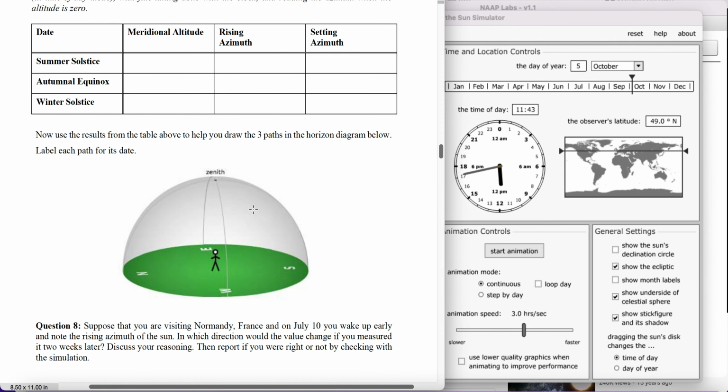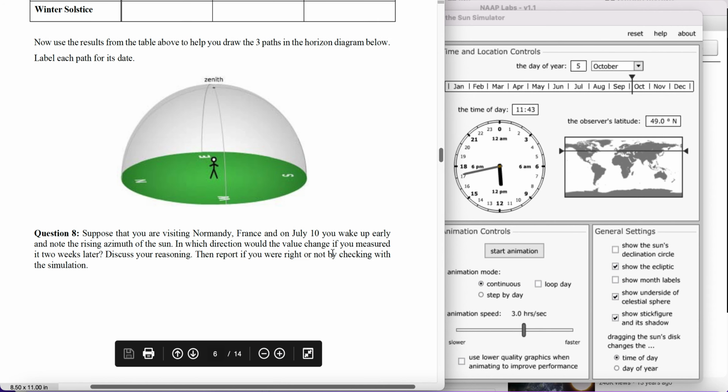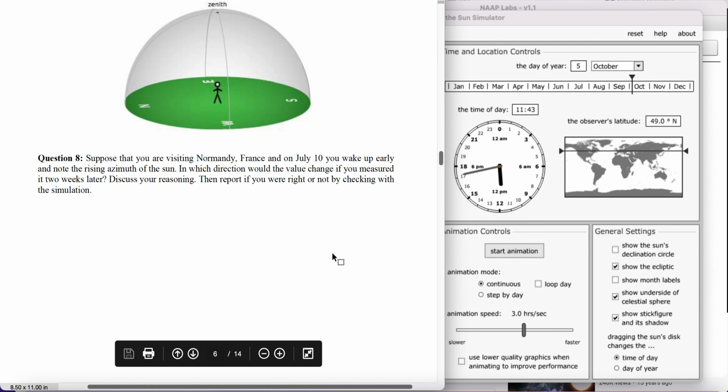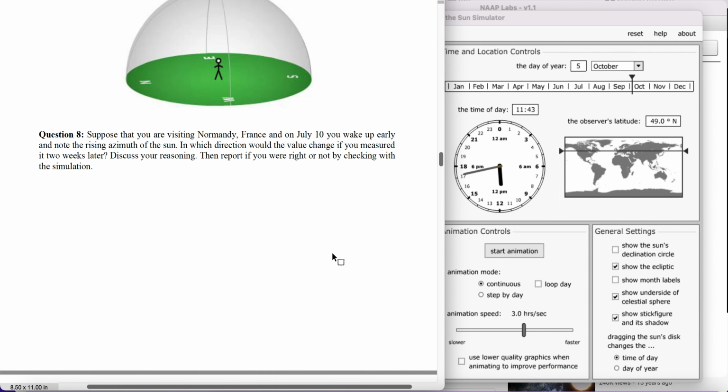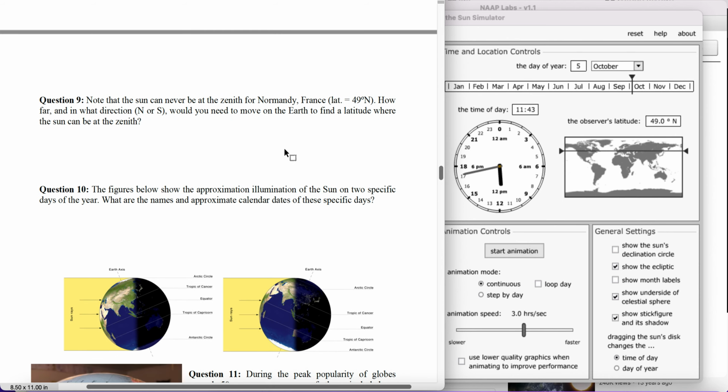All right, and so then you're going to be able to draw those different coordinates and do your best job of sketching those paths, because you want to show those paths within this pseudo 3D figure. Okay, and then it says here, suppose in question 8 that you are visiting Normandy, France on July 10th. You wake up early and notice the rising azimuth of the sun. In which direction would the value change if you measured it 2 weeks later? All right, so go ahead and try to figure that out yourself and then check if you're right with the simulator. Okay, then we're going to get on to some other information.